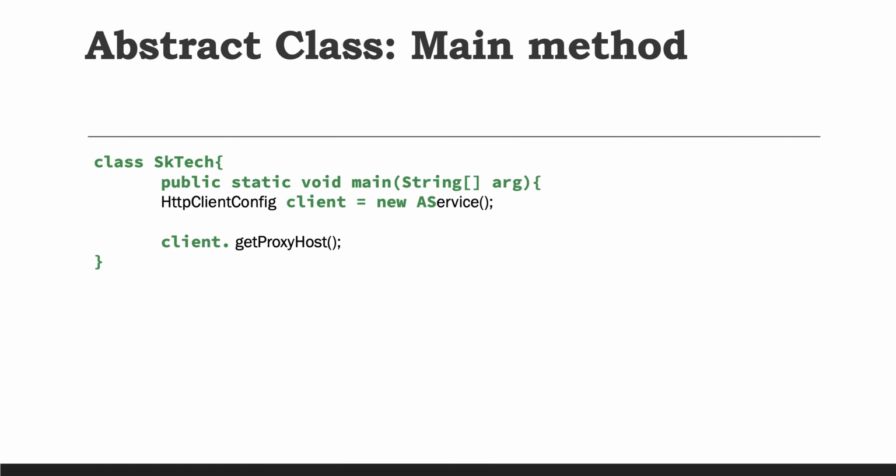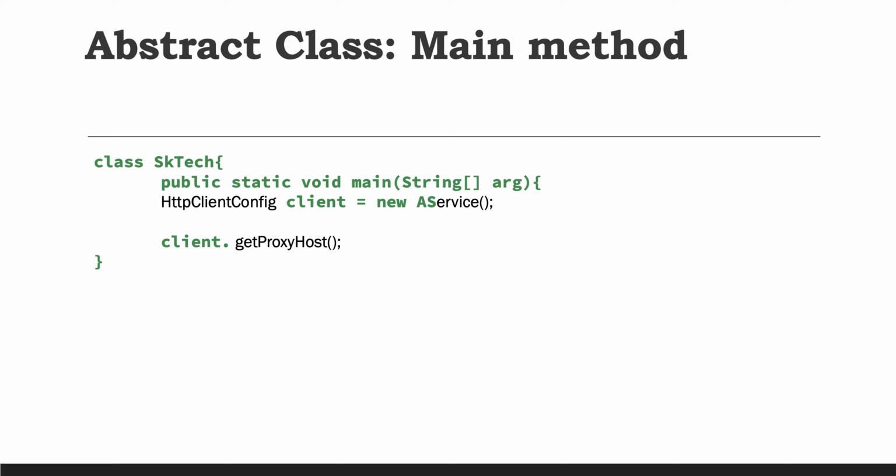So this is the main method where we are creating the HTTP client config class and providing the A service, and with the help of the object we are calling the get proxy method, right? Similar to that, in the same abstract class instance we can create another subclass like new B service, and then using that we can call this B service implementation.